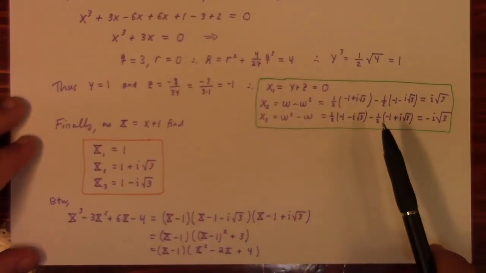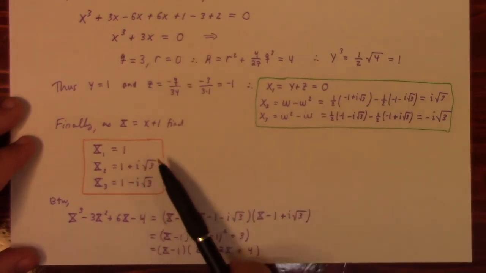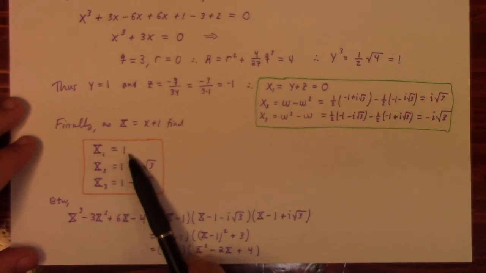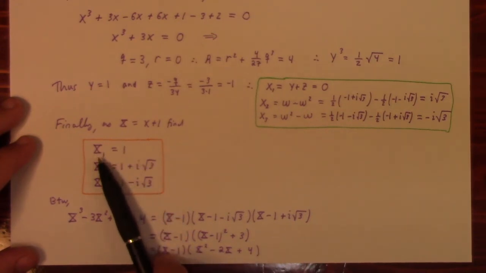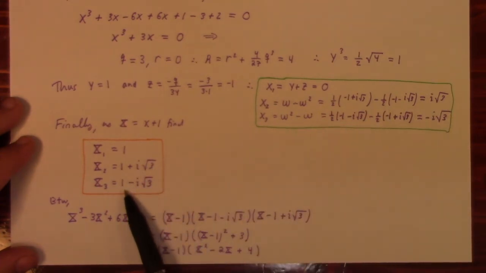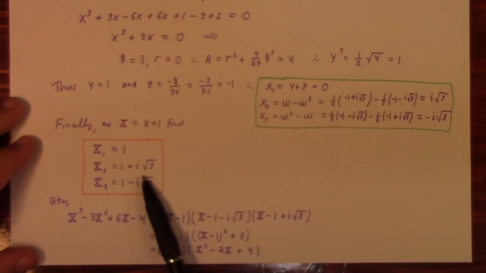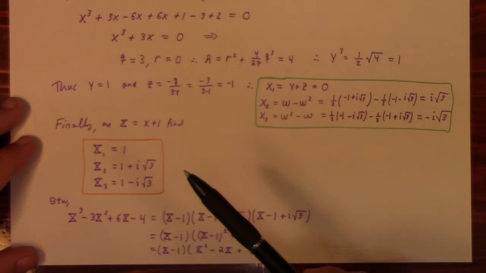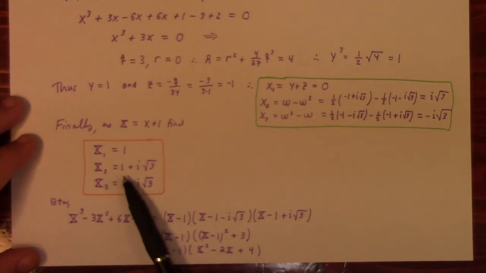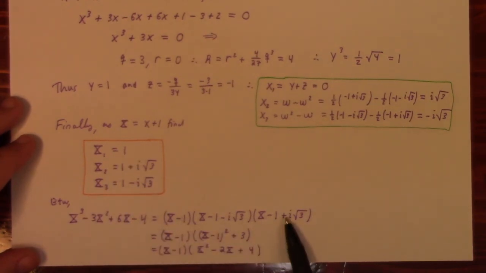And to get back the solutions to the original problem, put a smile on it, add 1. So turn that frown the other way. 0 plus 1 is 1. 1 plus i root 3, 1 minus i root 3. And these, my friends, are the solutions to x cubed minus 3x squared plus 6x minus 4 equal to 0, which means that you can factor this like this, which is also like that.